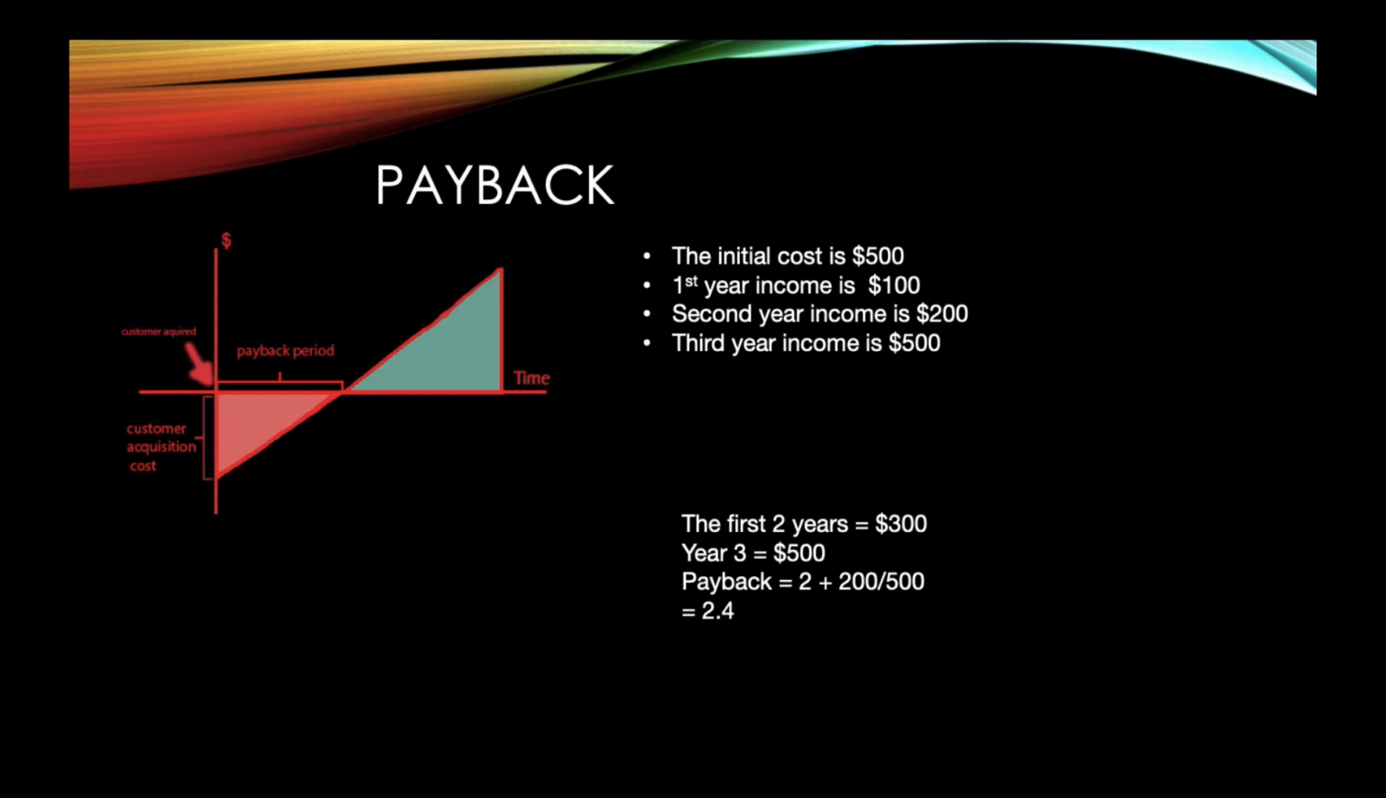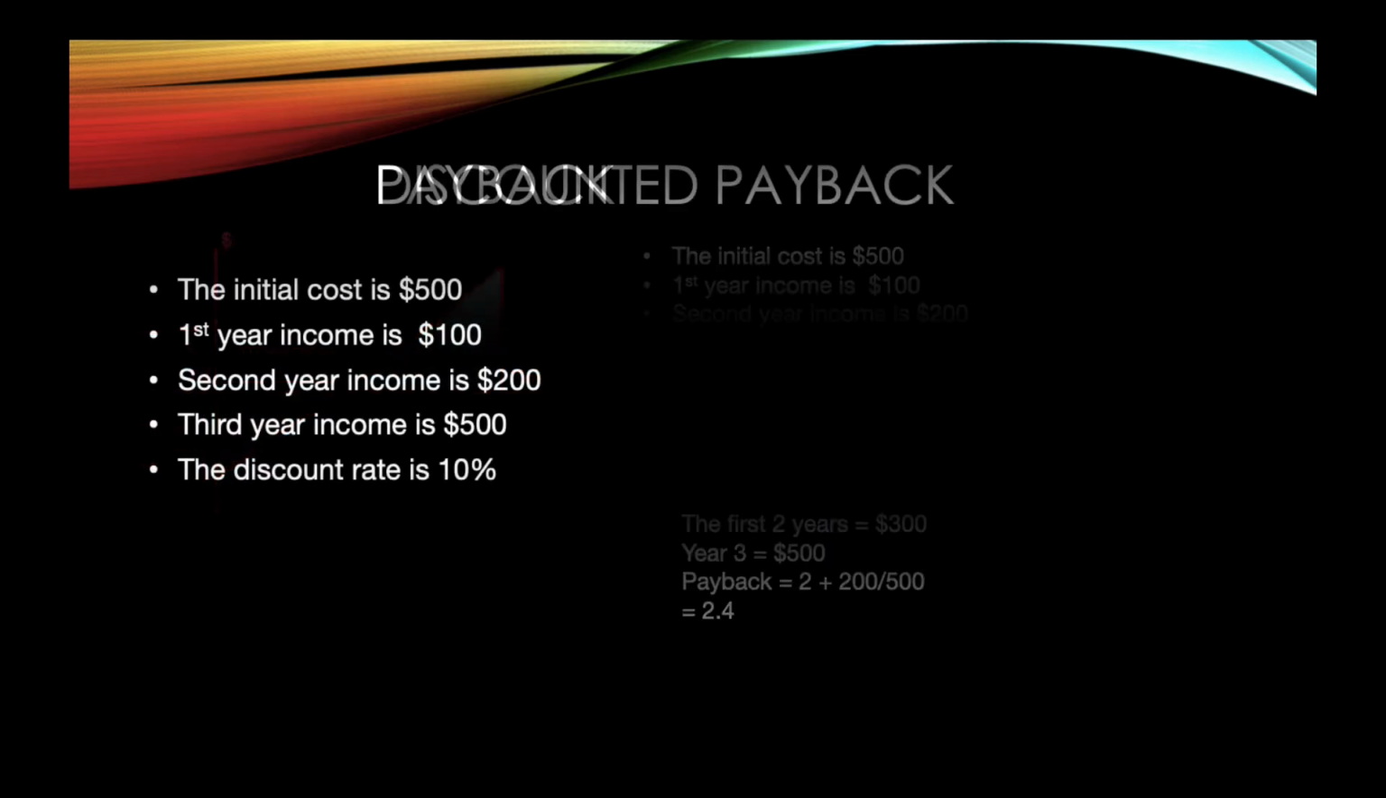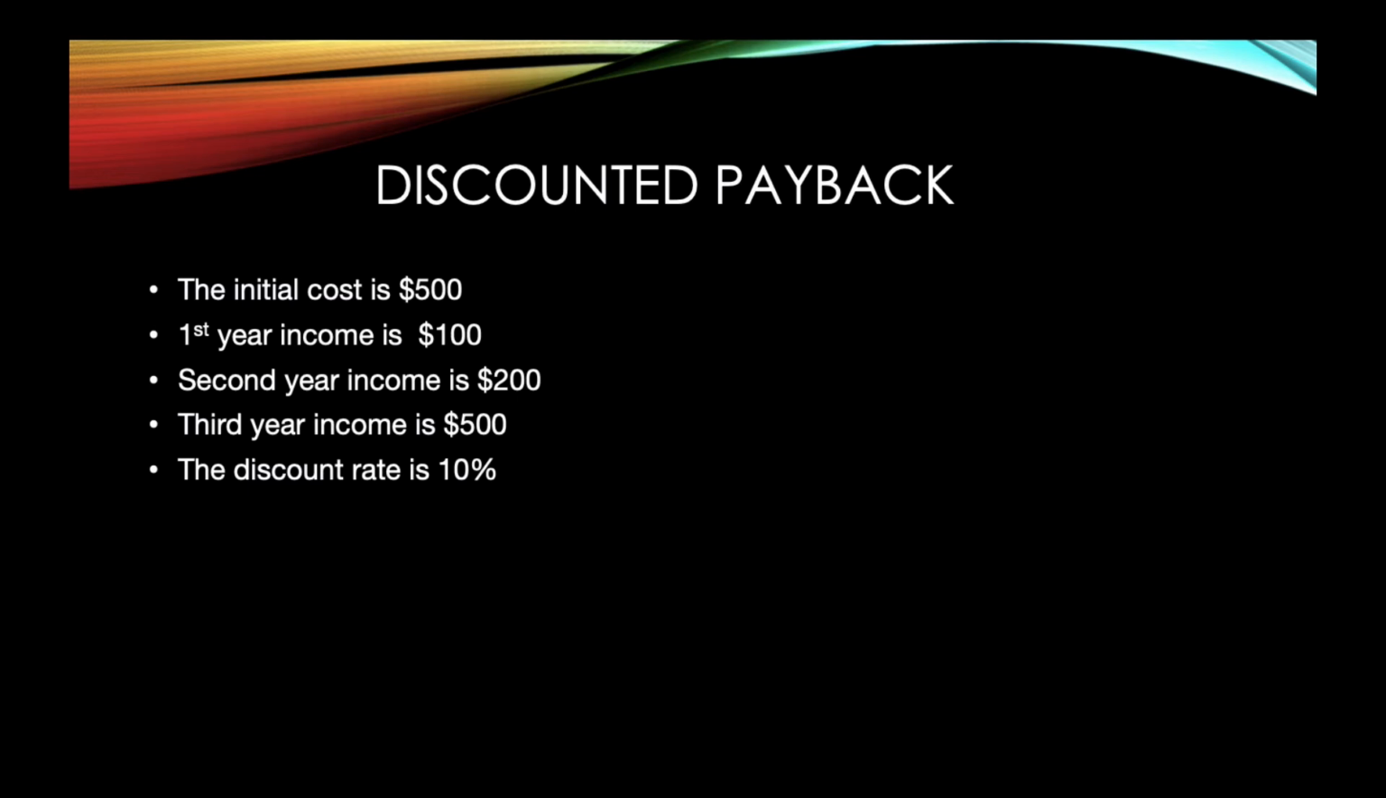So the rest of 500 from the third year is only 200. So 200 over 500 equals to 0.4. Adding 2 years, so we have 2.4 years to gain back our money. Here, coming to the discounted payback.